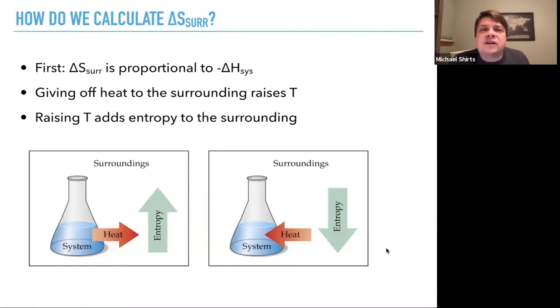So first, and I'm not going to prove it, this is a hand-waving explanation. And there are better proofs, but you need multivariate calculus to do that. Our first assumption is that the change in entropy of surroundings is proportional to minus the change in enthalpy of the system. Because giving off heat to the surroundings raises the temperature of the outside and makes everything jiggle around more. So if the system releases heat, it will increase the entropy of the surroundings.